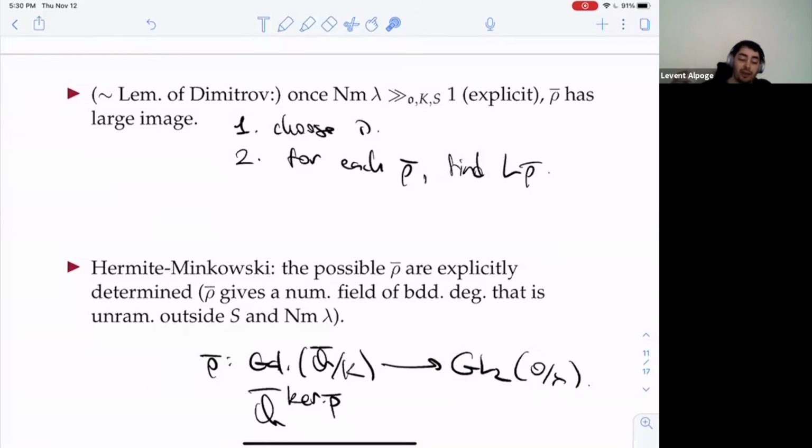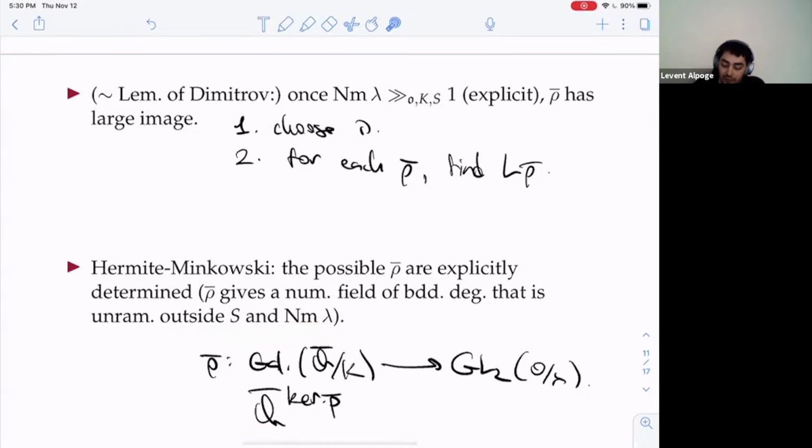And to say that an abelian variety has good reduction outside S is exactly to say that its lambda-adic representation is good outside S, and I guess maybe I should say outside the norm of lambda. It's unramified outside S and the norm of lambda. That's the easy direction of Néron-Ogg-Shafarevich. So in other words, the lambda-adic representation is unramified outside S and norm of lambda. So in particular, the residual representation is even more unramified outside S and norm lambda.